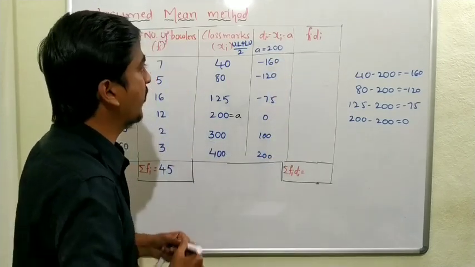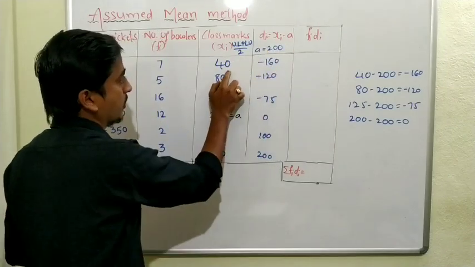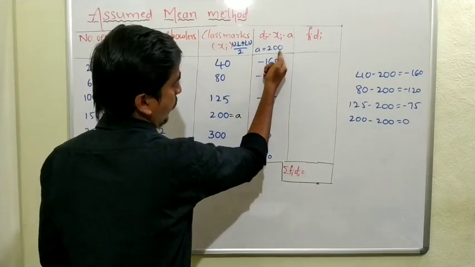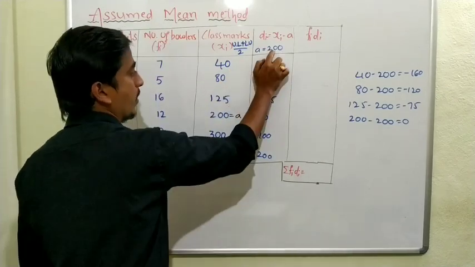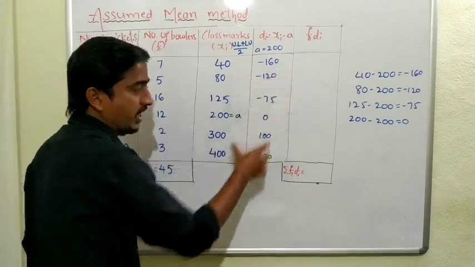How to take di values? di is xi minus A. The xi's are these values, the class marks, minus A. A is the assumed mean. So 40 minus 200, 80 minus 200, 125 minus 200, 200 minus 200, 300 minus 200, and 400 minus 200. So these are the deviations.